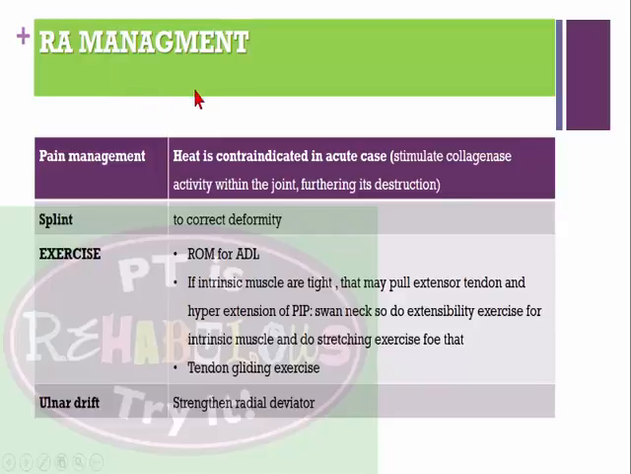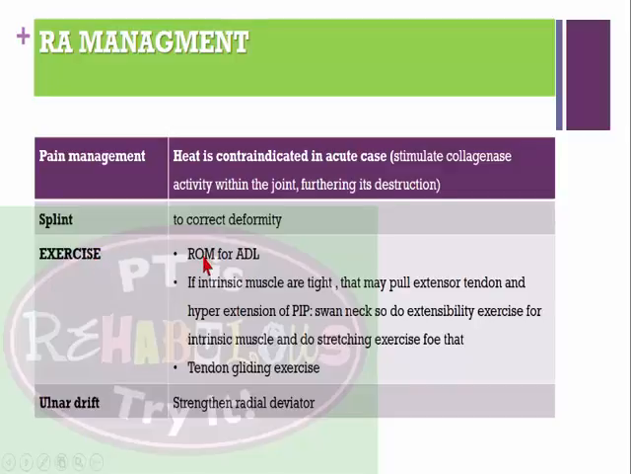Rheumatoid arthritis generalized management, physiotherapy management for pain. Heat is contraindicated in the acute state, because that will stimulate collagenous activity within the joint, and further that will cause distraction. So this is the precaution. After that we can apply heat, and we can apply a splint for correction of the deformity.